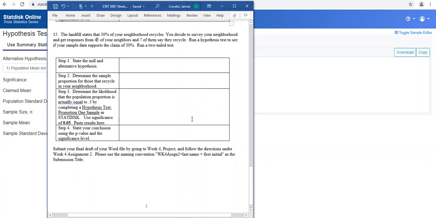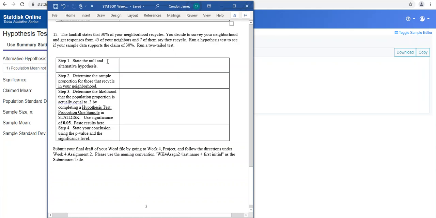And this last one is the landfill states that 30%, now note, that's not the mean. That doesn't say mean. That says 30% of your neighborhood recycles. You decide to survey your neighborhood and get responses from 45 of your neighbors. 7 of them say they recycle. Run a hypothesis test to see if your sample data supports the claim of 30%. Run a two-tailed test again.